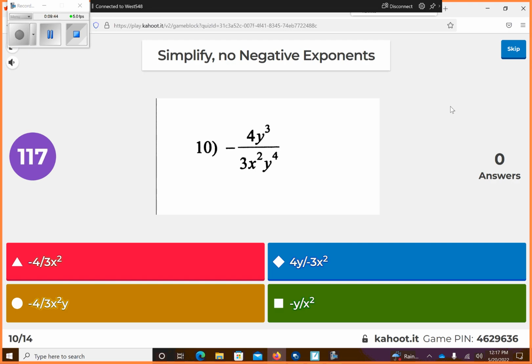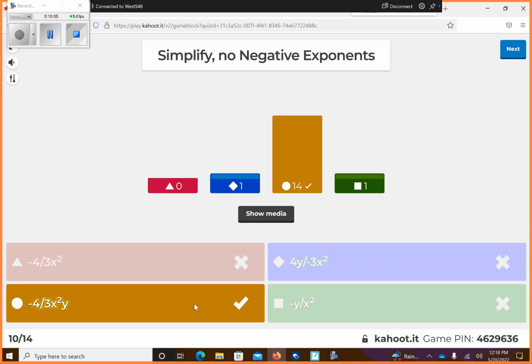All right, it will stay negative. Looks like just a tug of war with the Y's. The cursor is on the right answer. So it's -4 over 3, and then x squared y is on the bottom.